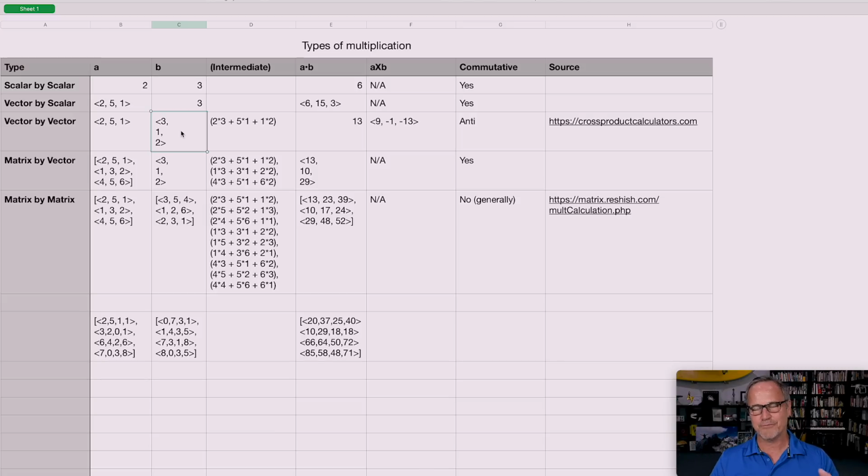And that's really important because this type of multiplication involves row times column. Notice that these numbers have to be the same. You can't multiply a 3 vector by a 4 vector because that last number, what would it be multiplied by?